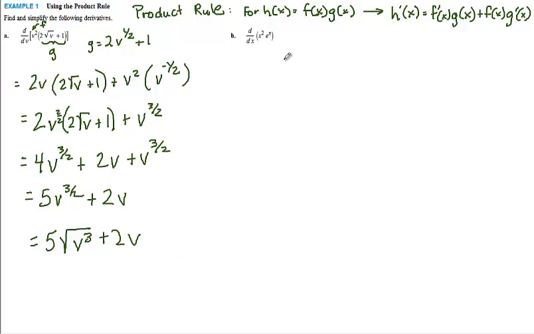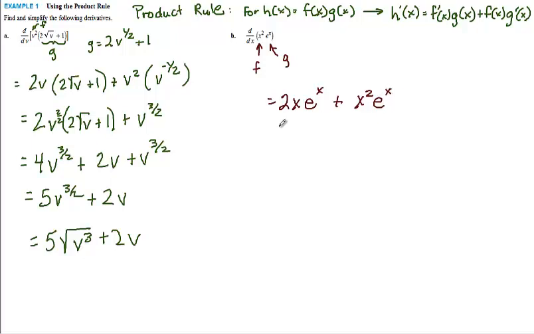Alright, let's go for the derivative on the second one. I'm going to say that this is my f and this is my g. If I want the derivative, I take the derivative of my f, that's 2x, times just the g plain, that would be e to the x. Add to that the f plain, that's the x squared, times the derivative of g, that is e to the x. Alright.